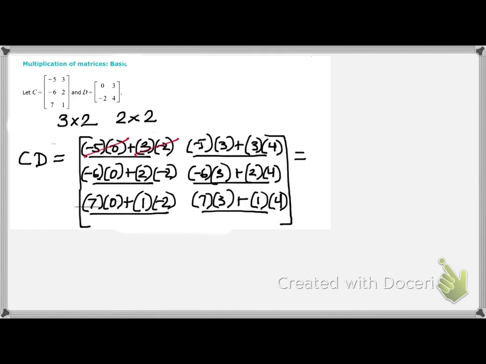0 plus -6, -6, -15 plus 12, 0 plus -4, -18 plus 6, 0 plus -2, and 21 plus 4.